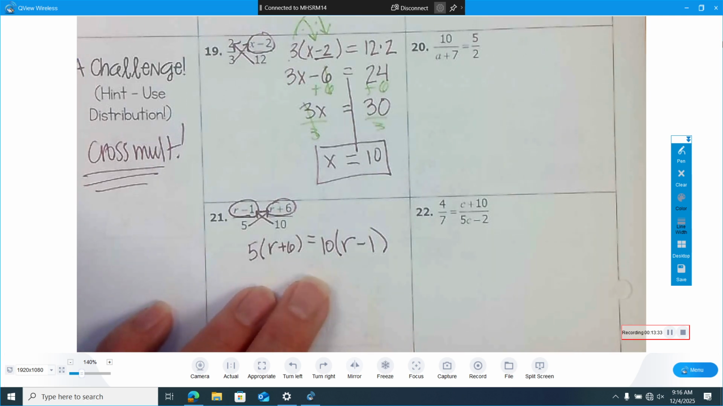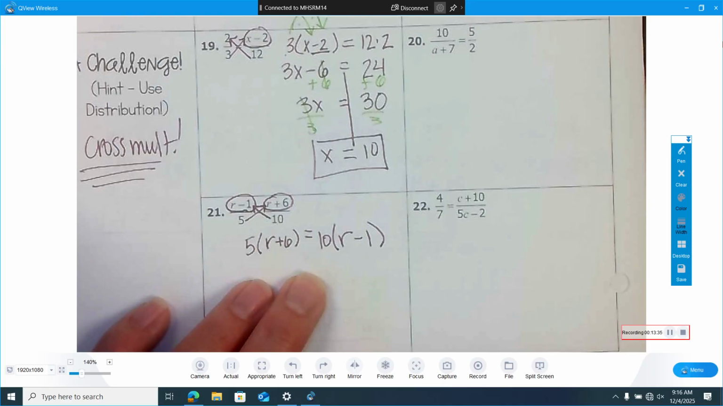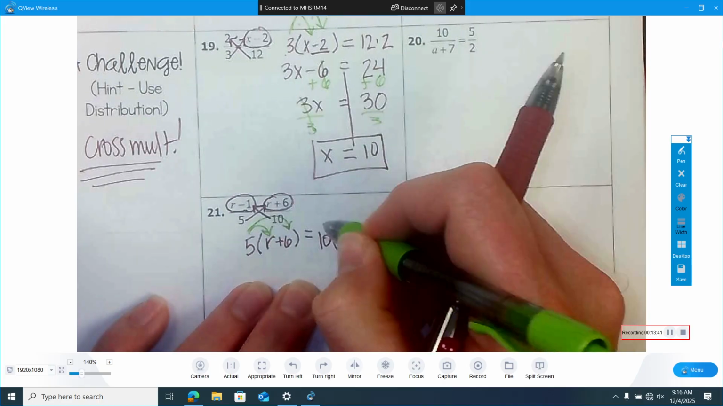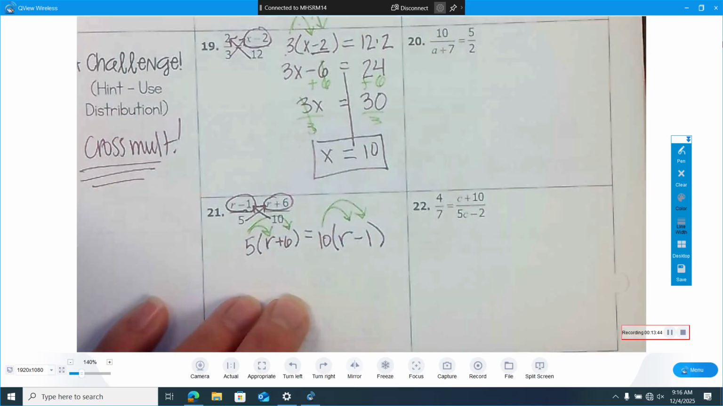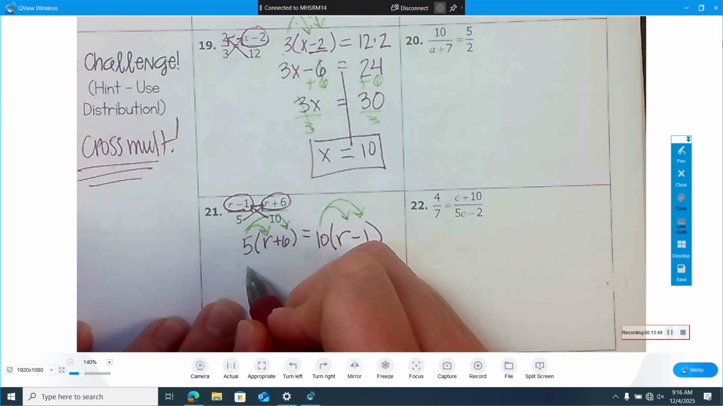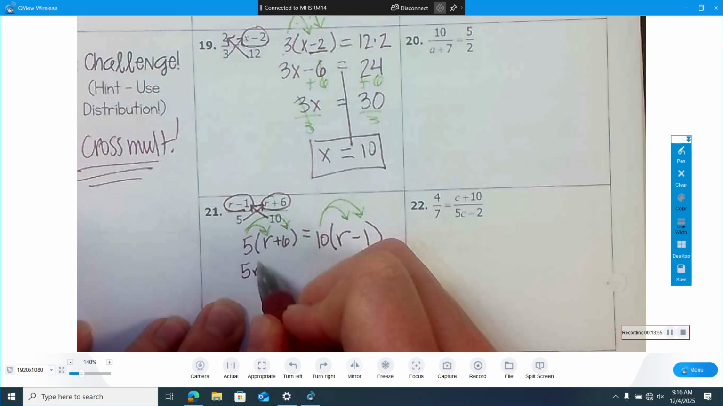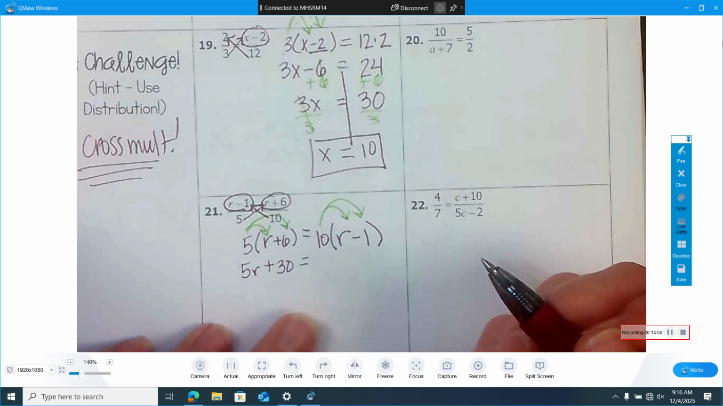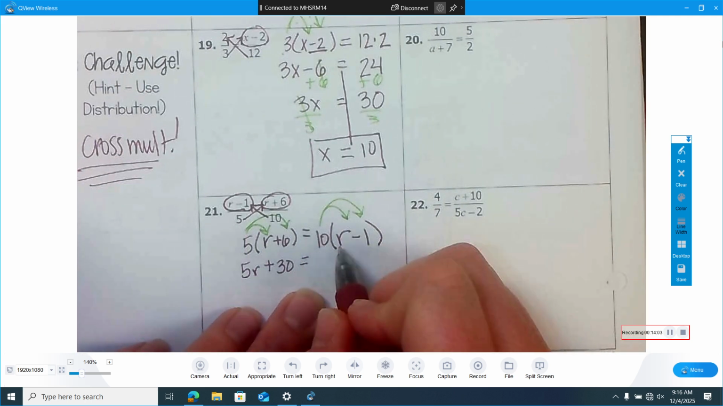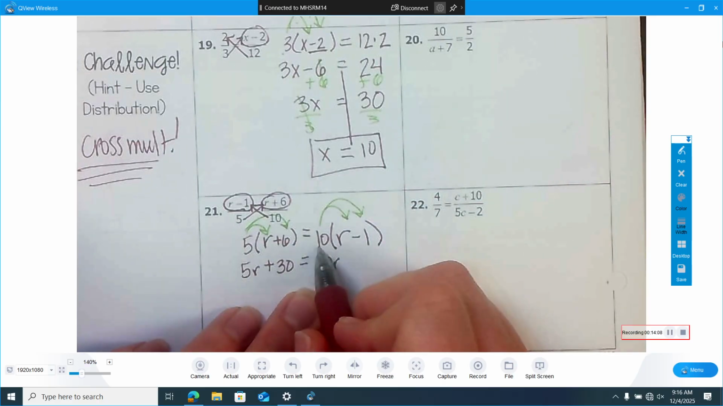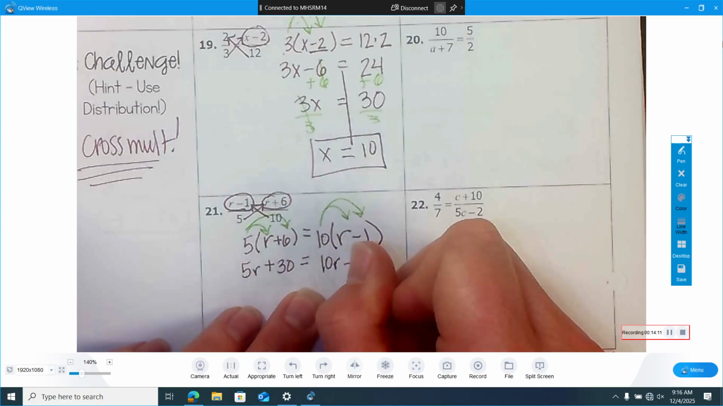All right. Now, what do we need to do next? Distribute both things, and then, yes, draw the wall if you want. 5 times r is? 5r. And 5 times 6 is? 30. Positive 30. And we have to distribute the 10 as well. What's 10 times r? 10r. And then 10 times negative 1? Negative 10.